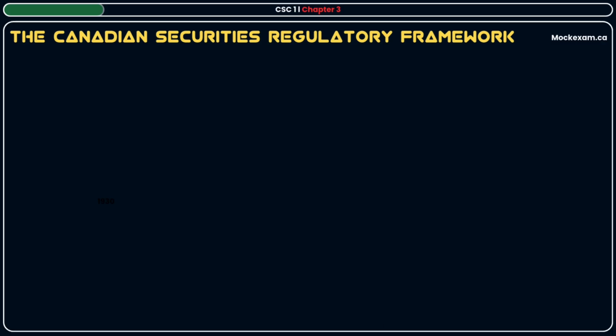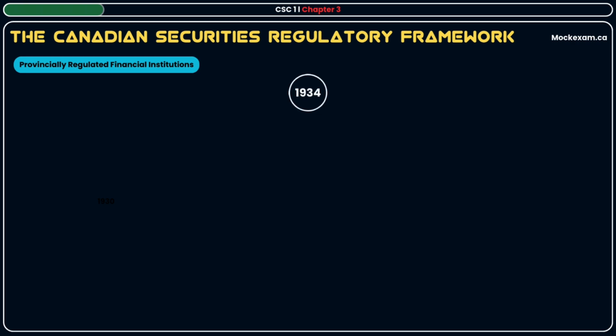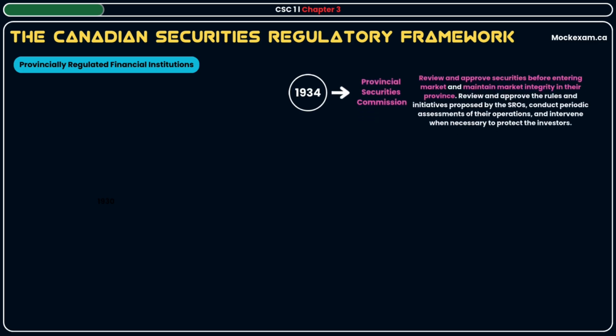Let's get to it. All right, let's dive into provincial regulators. In 1934, the first provincial regulator was born and called Securities Commission. Each province in Canada has its own provincial Securities Commission. What do they do? They review and approve the new securities that are going to go to the market and maintain market integrity. They also review and approve the rules and initiatives proposed by SROs.